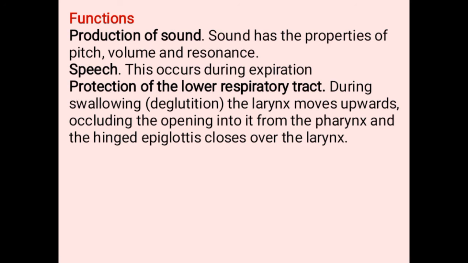So these are the structures of the upper respiratory system. We talked about the nose or the nasal cavity, its structure and functions. We also went on talking about the pharynx. We talked about three parts of the pharynx, which are the nasopharynx, the oropharynx, and the laryngopharynx. We talked about their structures and functions, and we also went on talking about the larynx, its structures and how it plays its function.